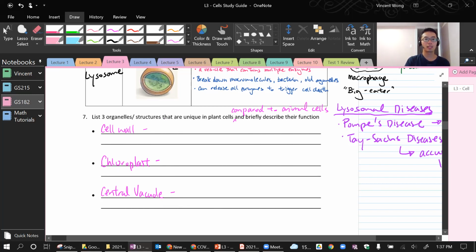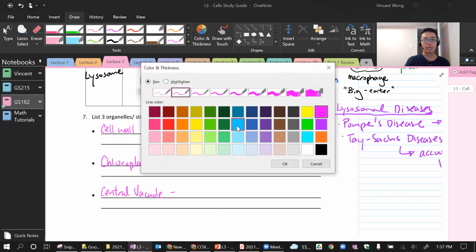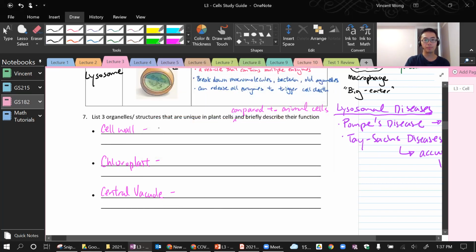Okay, so what does the cell wall do? Let's describe its structure and so on. The cell wall is made up of cellulose, right? We learned about cellulose last time. Cellulose is a polysaccharide, and it provides structural support and prevents the cell from bursting.